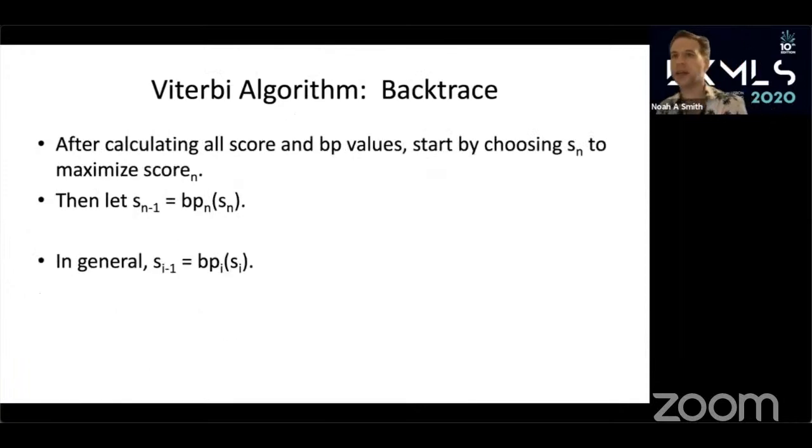After I'm done calculating all the scores and back pointers, I start by choosing the last symbol that maximizes the score. And then in general, I'm going to let the label at position I-1 be the back pointer from the label I chose at position I, and I work back to the first word.